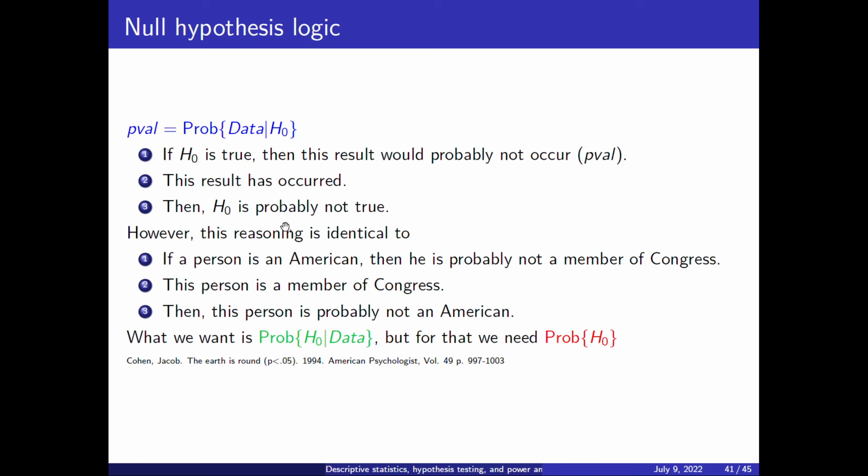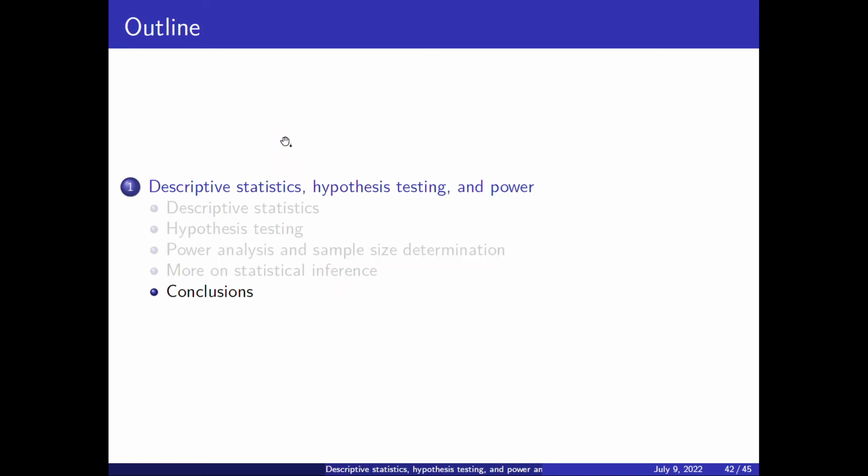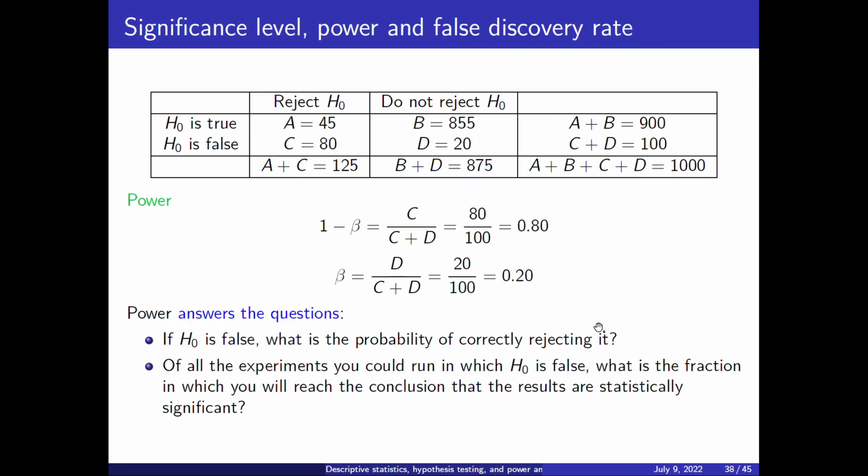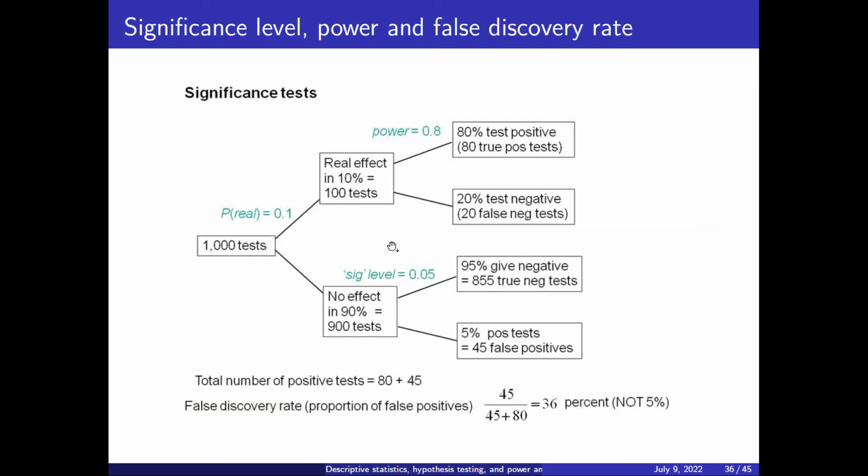So the reasoning seems to be very fuzzy and funny when you put it into Americans and members of Congress. So what you want is the probability that the null hypothesis is true given the data, not the probability of the data given the null hypothesis. But for calculating this one that you want to compute, what you need to know is the probability of the null hypothesis. Actually, this is what we have done here. This is the probability of the null hypothesis.